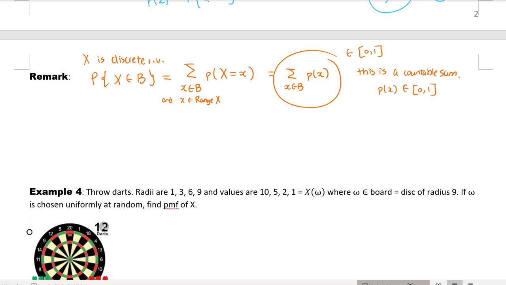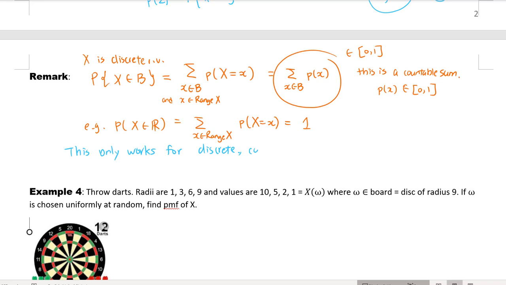Okay, so for example, P(x) in R. This means the sum over x in the range of X of P(x) equals 1. And this is 1 because the probability of the entire sample space equals 1. Okay? And notice that adding something only works for a discrete, countable sum.